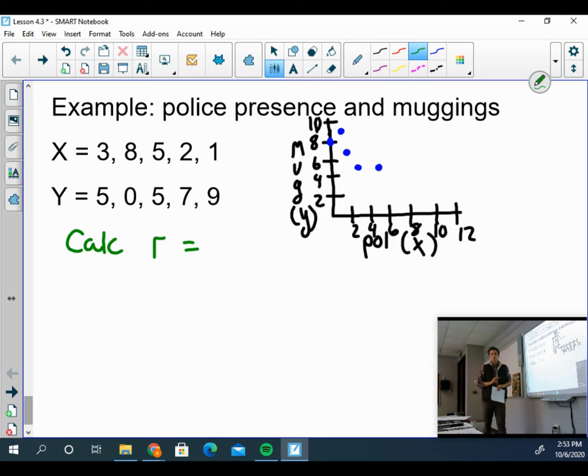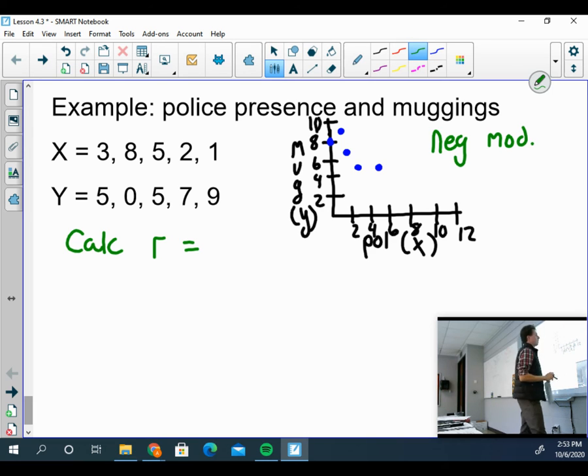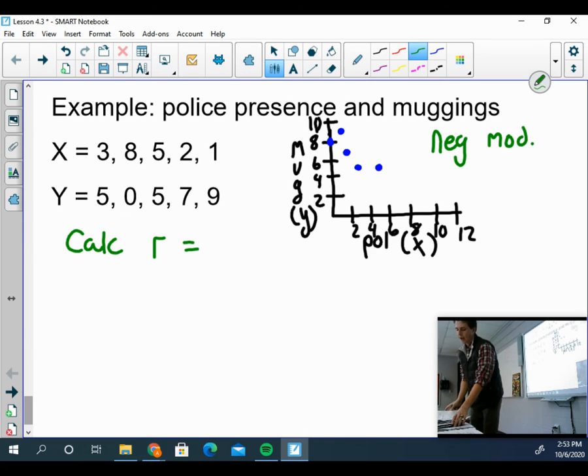What's R? Well, I want to calculate R, which is your correlation coefficient. How strong or weak of a correlation is it? Is it positive or negative? Just by visualizing, we can probably expect a negative, moderate correlation. Let's see if that's true. How do we calculate our correlation coefficient?